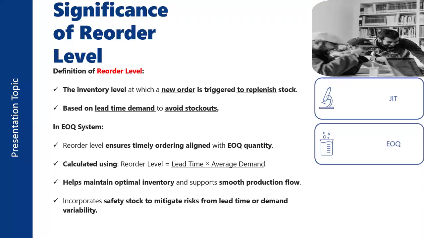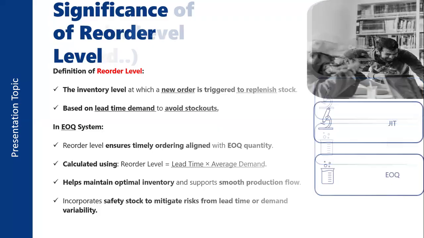So here EOQ is not only controlling the cost part, it is also monitoring the process of production, and there should not be any stoppage to that. Additional part of EOQ contribution, we can say: it incorporates a safety stock to mitigate risk from demand variability. That is the main function of EOQ in reorder.